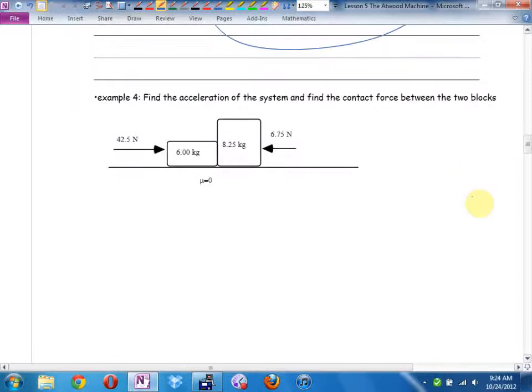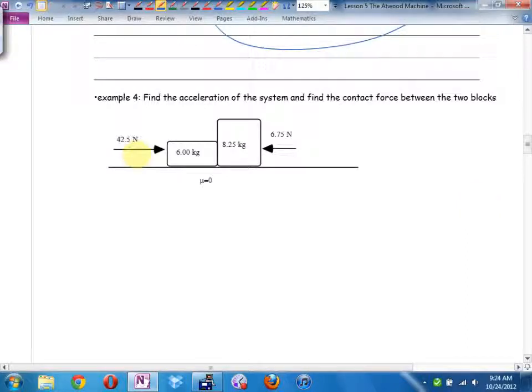So, welcome to Physics 12. Example 4 says, find the acceleration of the system and find the contact force between the two blocks. You know what this looks like a job for? Free body diagram. Now, let's see. I'm going to see if we can just label the forces.